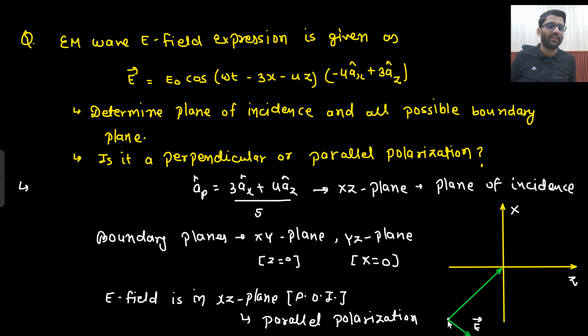This is parallel polarization. Can you tell me what will be the direction of magnetic field? P cross E. The direction of magnetic field will be going inside. This will be the direction of magnetic field, because P cross E, yes, going inside. Is that clear to you? All these things are clear. So I hope you are able to visualize the electric field, magnetic field, and the direction of propagation, right?